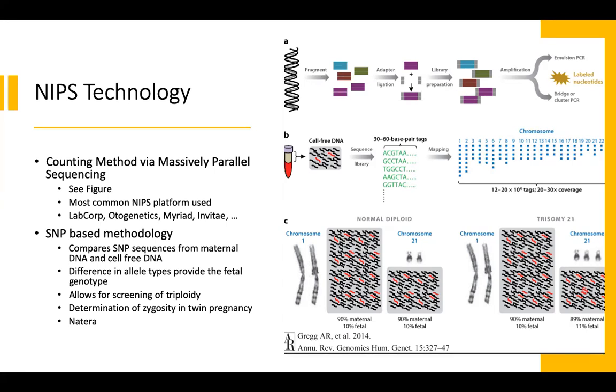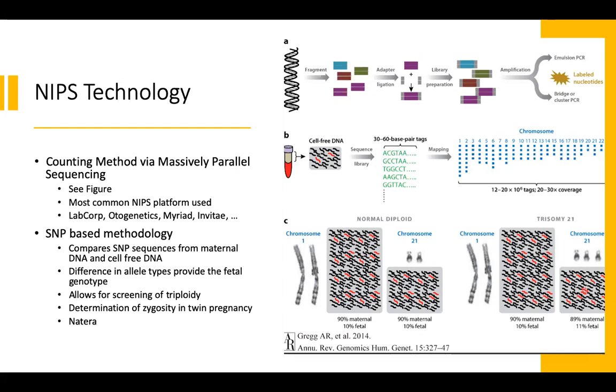So for cell-free DNA, that sequence library that gets built is then mapped to the specific chromosomes that that control matches up to. And those chromosomes are counted. Because the fetal DNA and maternal DNA have different methylation patterns, it's possible that we can determine the maternal contribution as well as the fetal contribution.